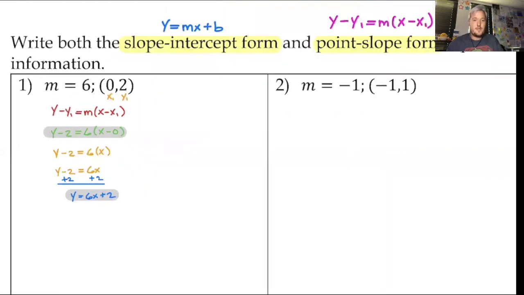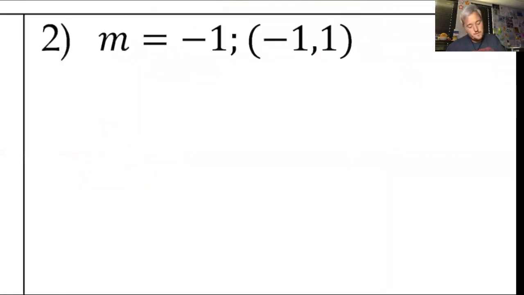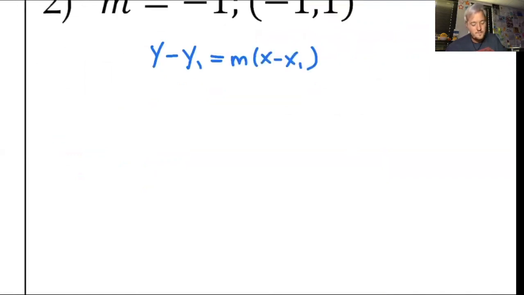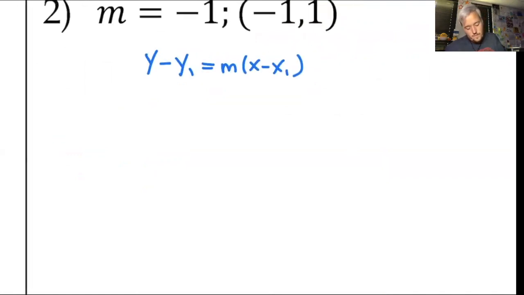All right, so I'm going to do the same idea over here. So start with point slope. So y minus y1 equals m times x minus x1. After you write the equation 20,000 times, I can almost guarantee you're going to remember it. All right, so here's my x1 and y1.